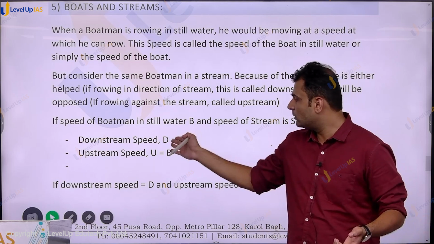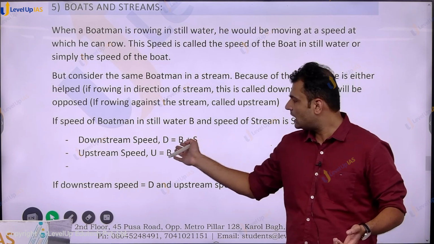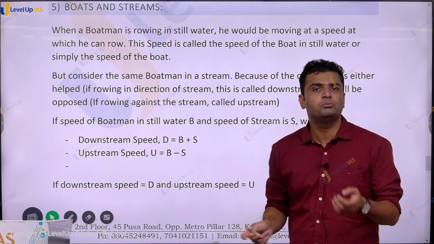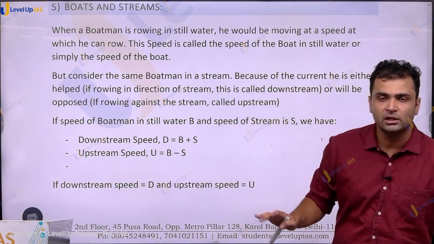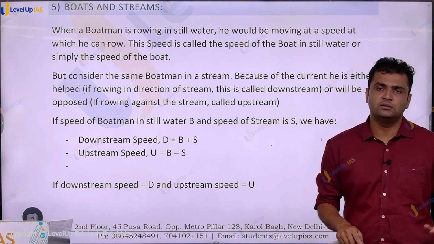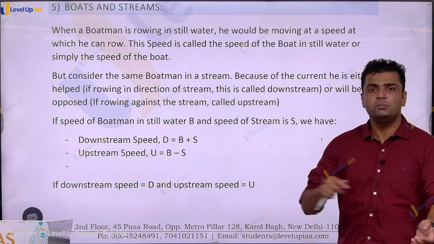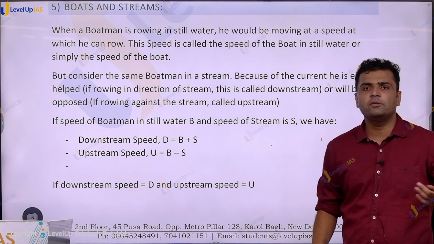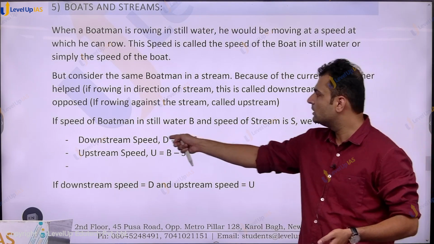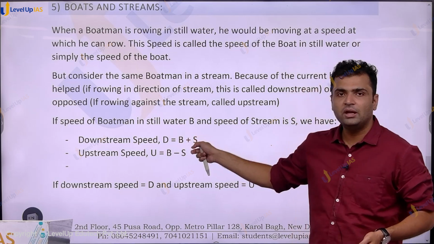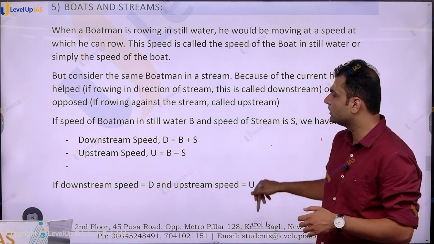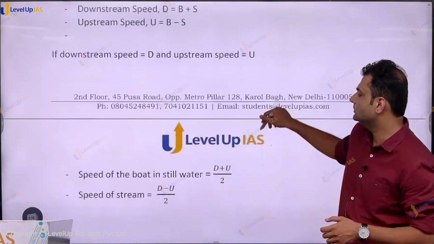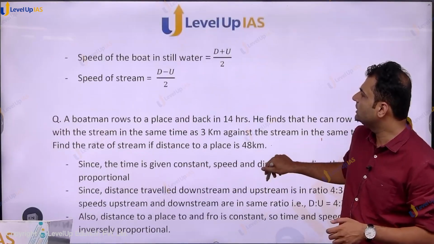So downstream speed is equal to B plus S. Upstream speed is B minus S. Here B is boatman's speed in still water, when the stream is neither helping nor opposing. That is when the boatman's speed is B, and S is speed of the stream. Stream either helps in the downstream, or in the upstream, stream will oppose. So speed of the boat in still water.